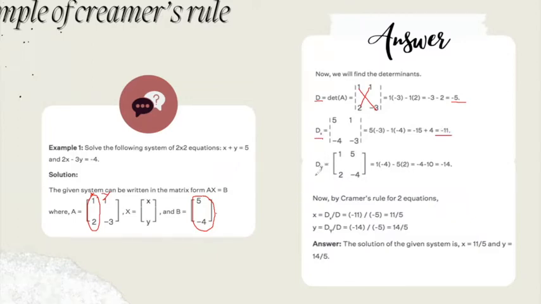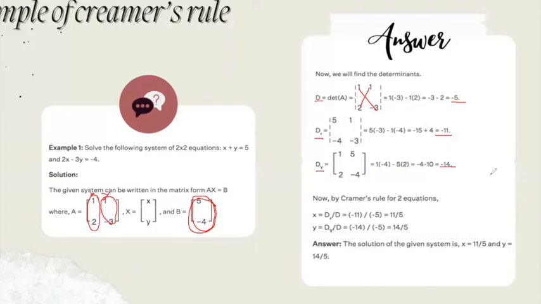Same goes for Dy. If we want to look for Dy, we have to replace the coefficient of y with the numbers in B, which will be Dy equals the square matrix of 1, 2, and 5, -4, equals -4 minus 10, equals -14. So Dy is -14.